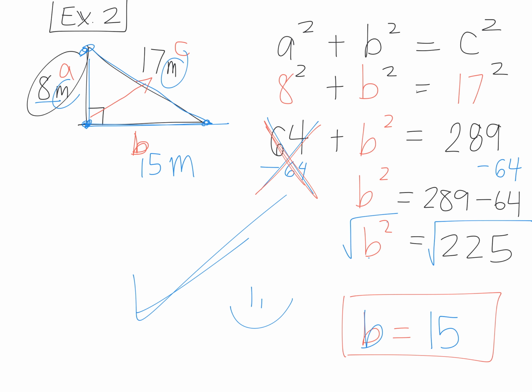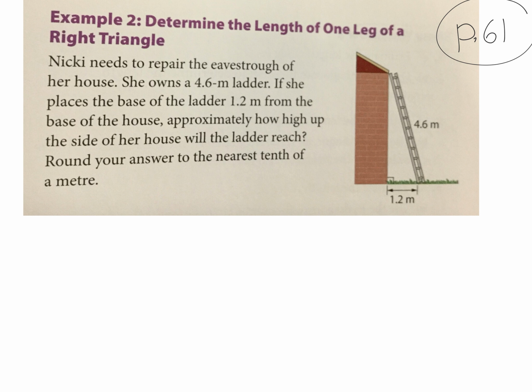Nice. B equals 15. Nikki needs to repair the eavestrough of her house. She owns a ladder that's 4.6 meters. So here's the ladder. The ladder is 4.6 meters. She places the base, so the bottom of the ladder, 1.2 meters away from her house. Here's her house. Approximately how high up will the ladder reach? So I'm trying to find the distance from the bottom of the house all the way to where the ladder reaches at the top of the house.